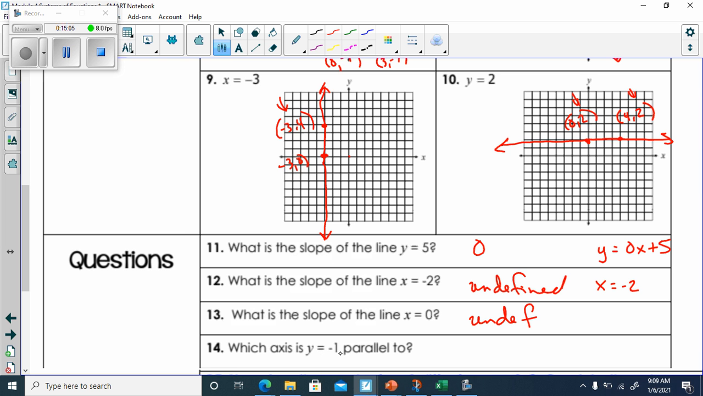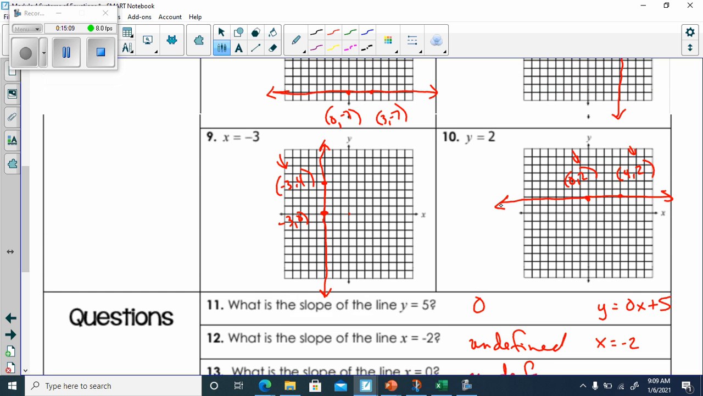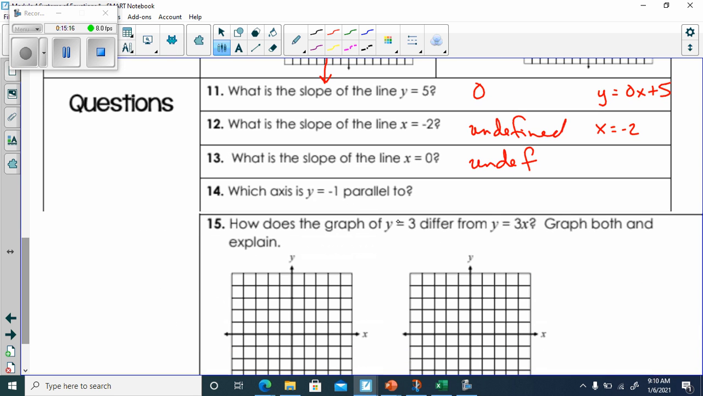Which axis is y is equal to negative 1 parallel to? Well, let's see. Anytime you've got a y is equal to, it's a horizontal line, so it's parallel to the x-axis.